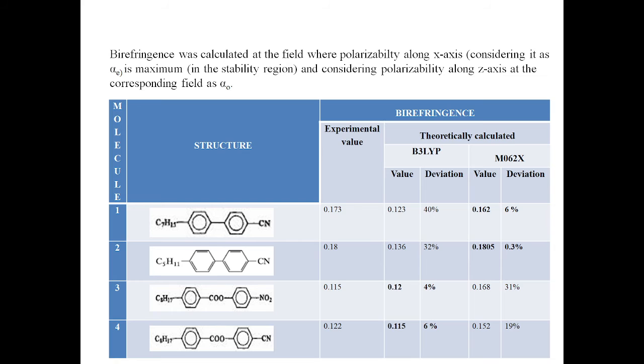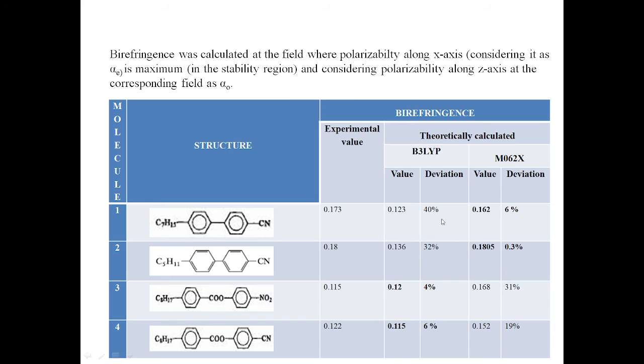Birefringence is calculated at the field where the polarizability along the x-axis is considered as extraordinary, at maximum in the stability region, and the polarizability along the z-axis at the corresponding field is considered as ordinary polarizability. In the table we can see the experimental values and the theoretical values using B3LYP.